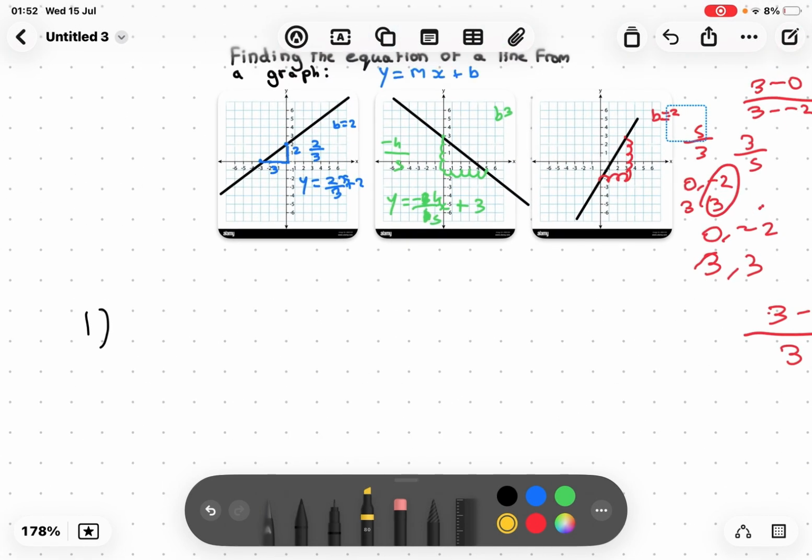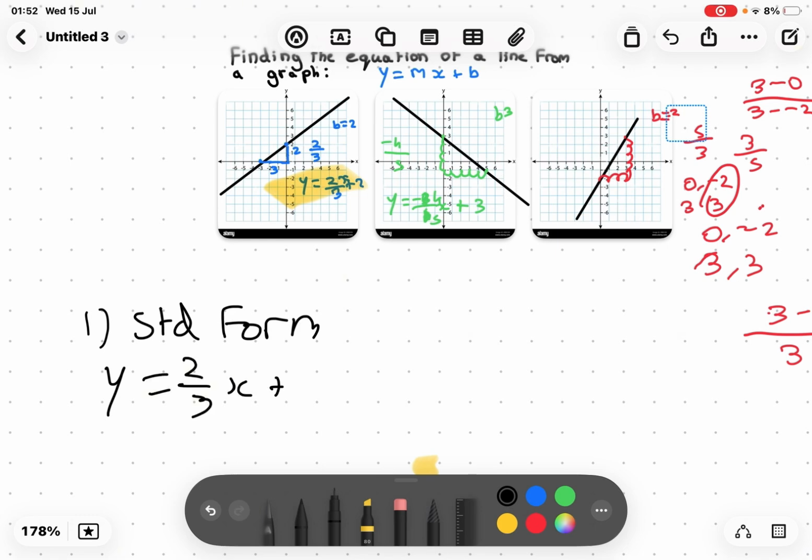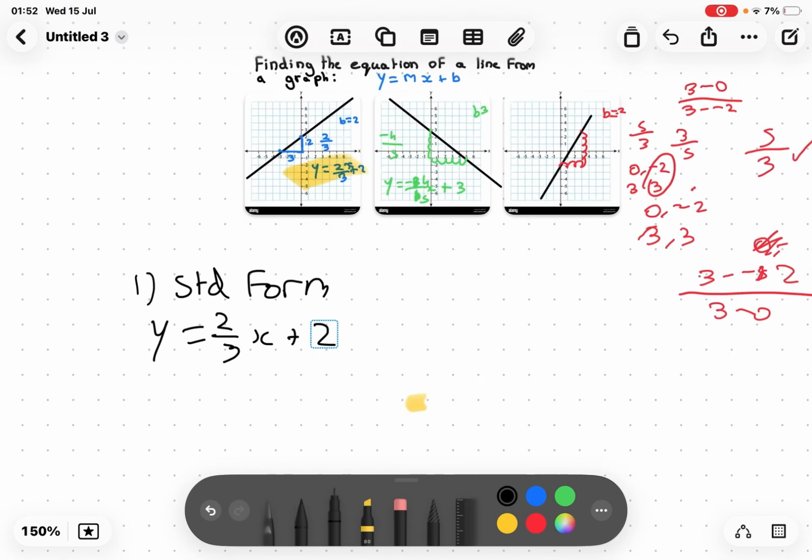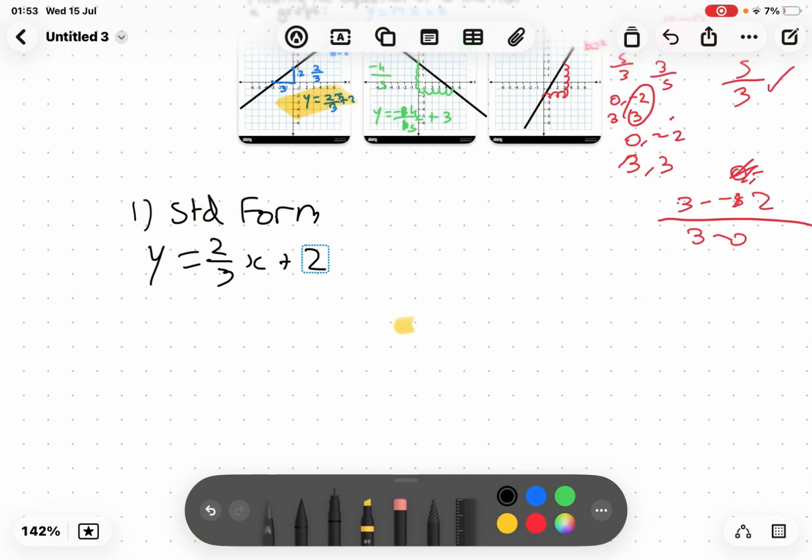Okay, so let's say we wanted to transfer this answer into the standard form, which is the Ax plus By equals C. What do you do? So look, we have this. And to do it into standard form, first of all, I'll times everything by 3.